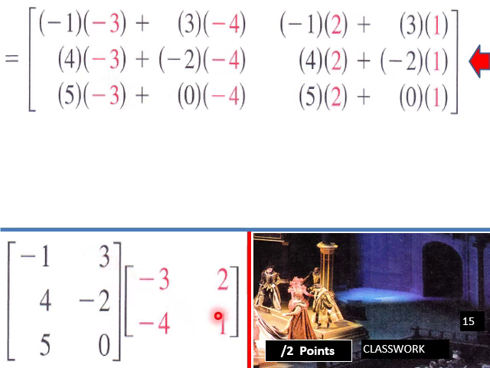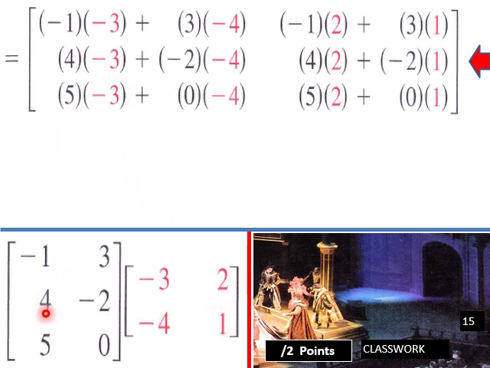3 times 1. And then we have 4 times -3, and then -2 times -4. Then we move over here to 4 times 2, and then -2 times 1. So we're always changing our product each time we move across. We're moving across this way, and we're moving down like this on our other side here.